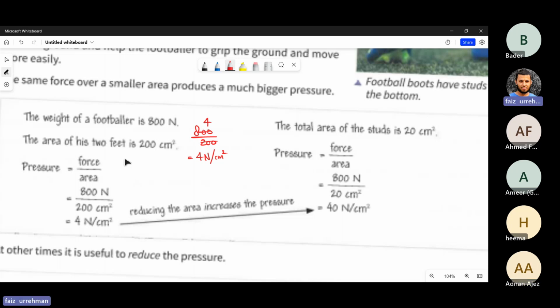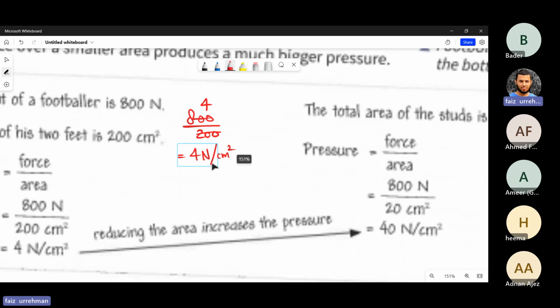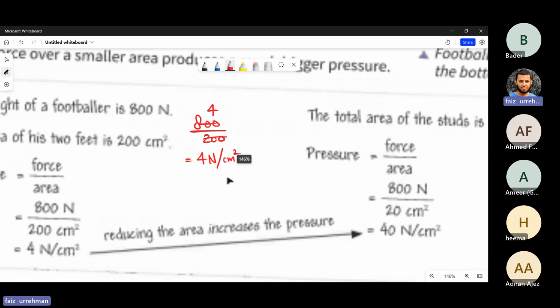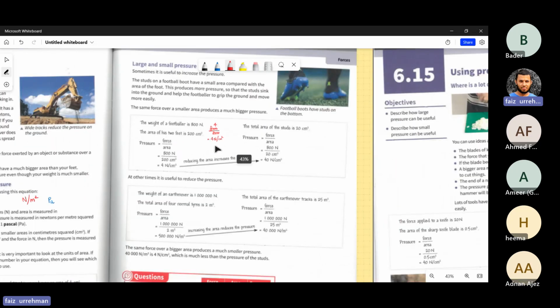Just keep it aside. It will be a big thing for you to remember now. If the question gives you centimeter, just use that. That's why they did not convert it. So just write Newton per centimeter square. It's not mandatory to give your answer in Newton per meter square always. Both units are acceptable.